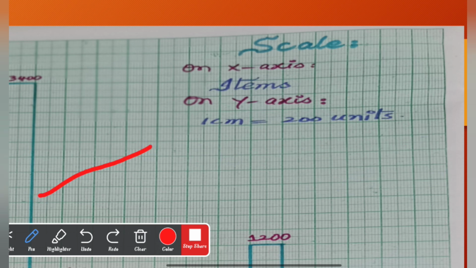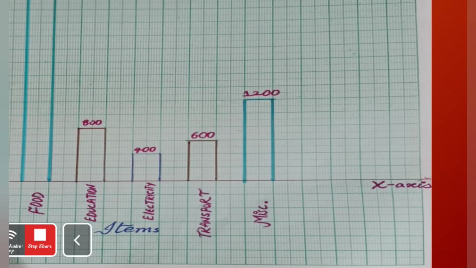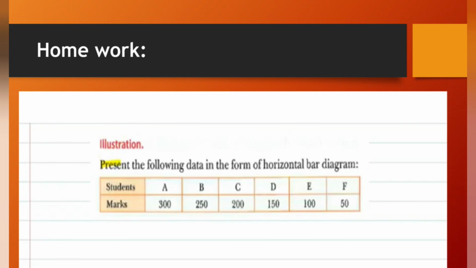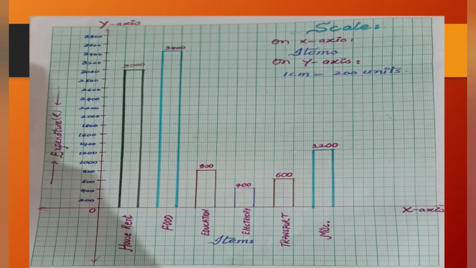So thereby we have finished our graphs concept, vertical bar graph, and try to construct a vertical as well as horizontal bar graph for this example.